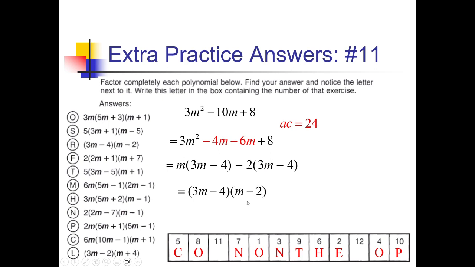Taking a look at my answers to see if I can find that, there's not too many of these that don't have something out in front, but this one doesn't. 3m minus 4, m minus 2, that's an r, so 11 then is going to be an r.